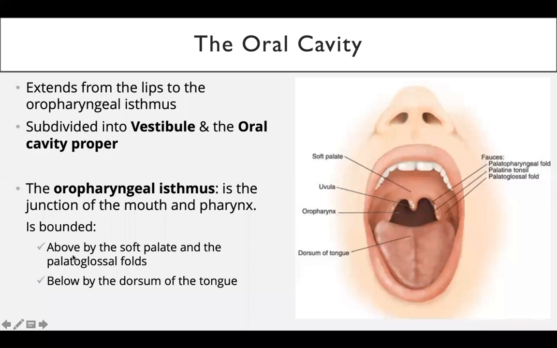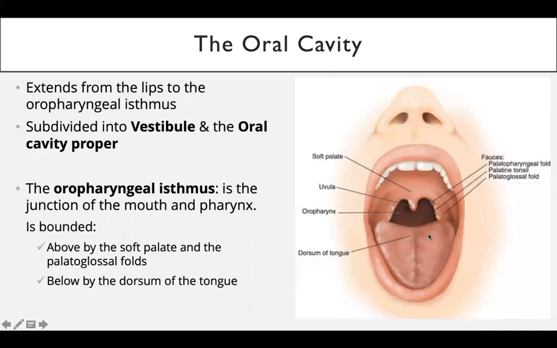It is bounded, as I told you, above by the soft palate, because as you know, anteriorly in the front there is the hard palate, and posteriorly on the roof of the mouth is the soft palate, and the uvula also hangs from the soft palate. So the uvula is a part of the soft palate. So above by the soft palate and laterally by the palatoglossal folds. These palatoglossal folds are present anterolaterally. They originate from the anterior and are present on the posterior lateral walls. Okay, and below by the dorsum of the tongue.